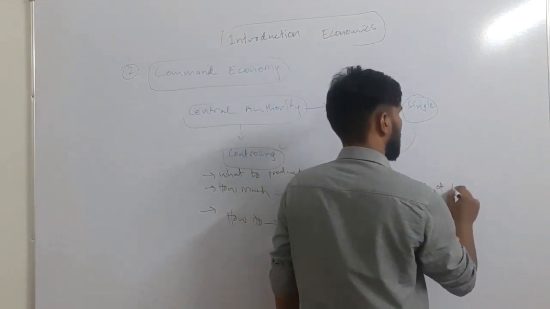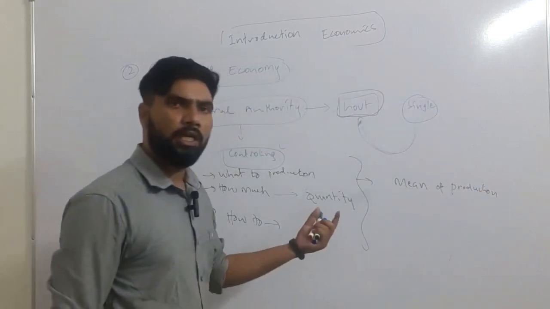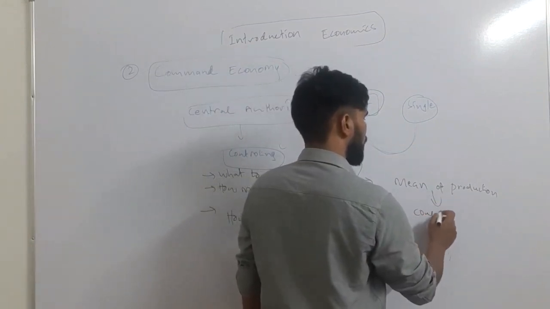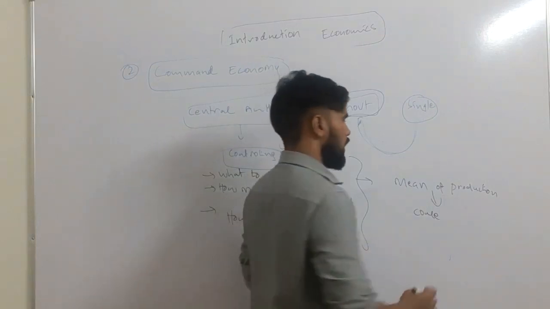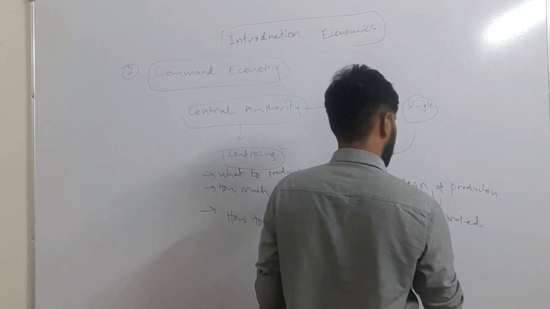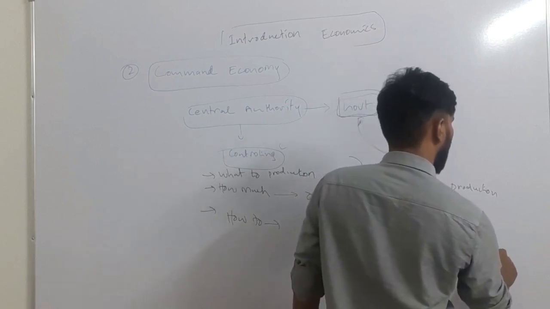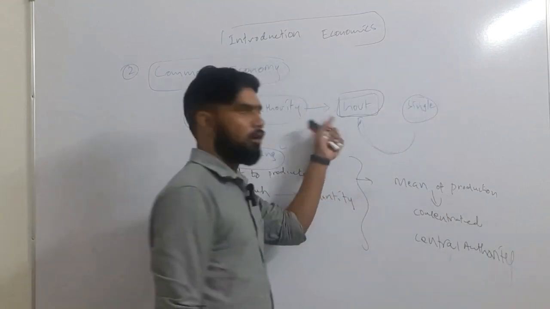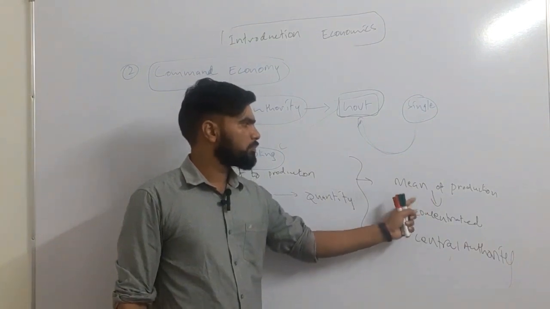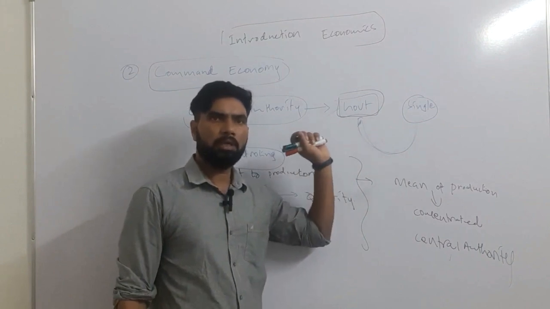Means of production means the means for production of goods and services. The resources are concentrated in the hands of a central authority, that is government. Mostly it will be the government. The means of production are concentrated in the hands of the government, or under the complete control of the government.